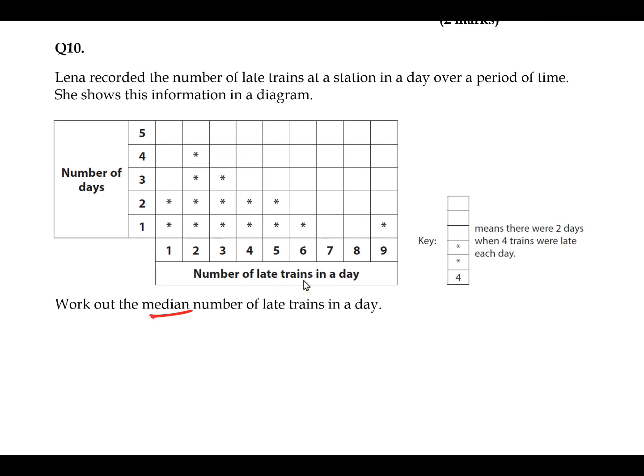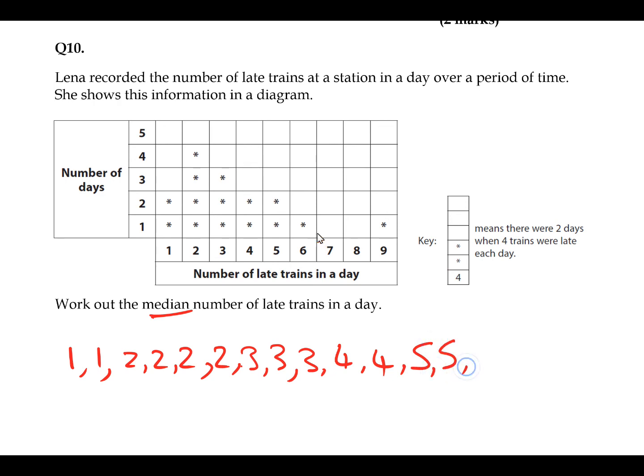So the number of late trains in a day is, there were 2 lots of 1, then 4 lots of 2, then 3 lots of 3, then 2 lots of 4, then 2 lots of 5, 1 lot of 6, no 7s, no 8s, and a 9.